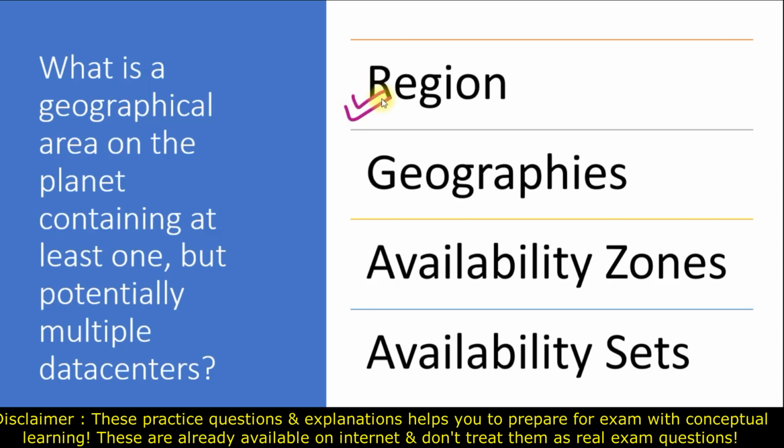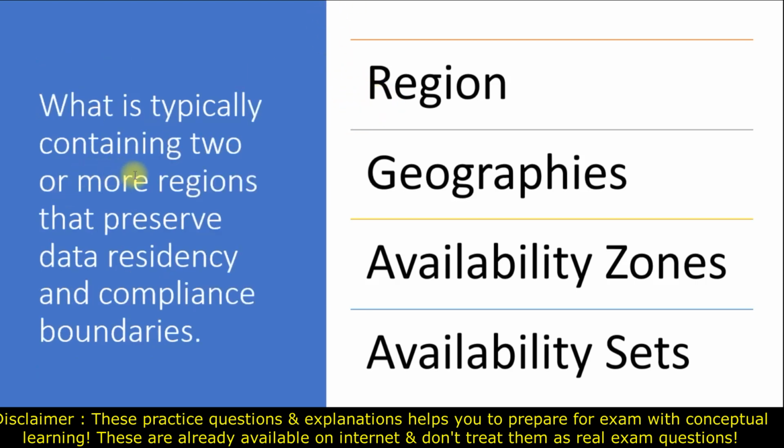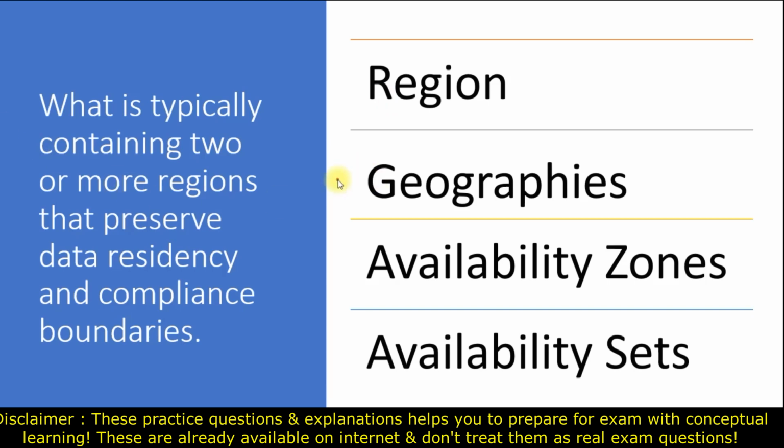Let's talk about the next question now. In this question, they are asking what typically contains two or more regions that preserve data residency and compliance boundary. The options are region, geographies, availability zone, and availability set. For this question, we will go with geographies, because geographies typically contain two or more regions that preserve data residency and compliance boundaries. So our answer will be geographies.